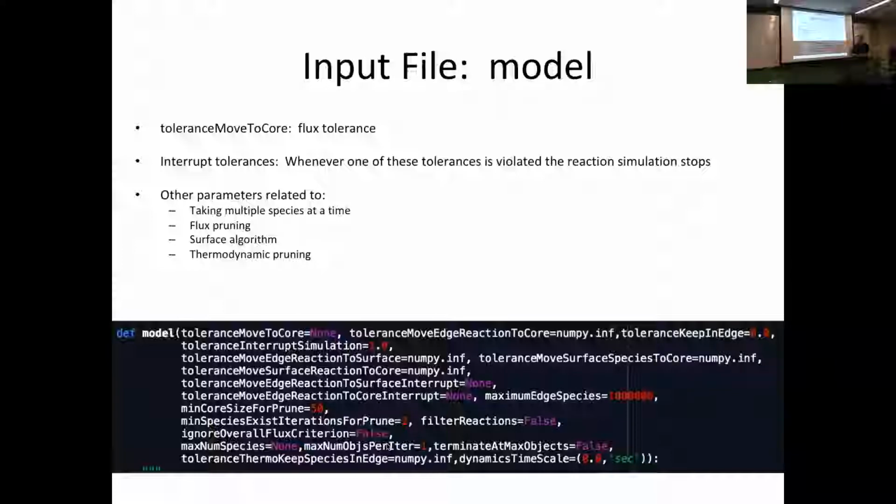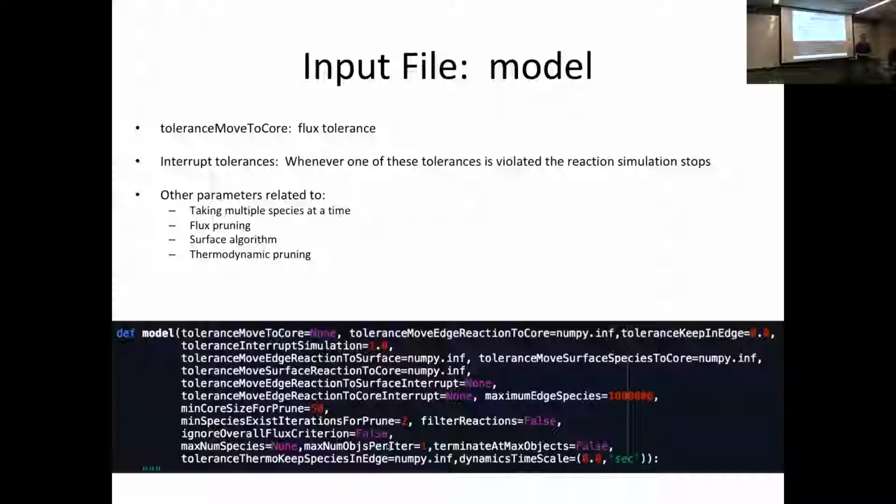So now the more interesting block. This is sort of the model block. It controls a lot of the parameters related to whether RMG adds stuff or doesn't add stuff. The tolerance move to core is the most important parameter here. That's the fraction of the characteristic flux at which, when a species flux reaches that level, it will get added to the model. And then there are interrupt tolerances, like tolerance interrupt simulation. Once the ratio between a species rate and the characteristic rate reaches this level, then the RMG run will terminate, and it will be done.